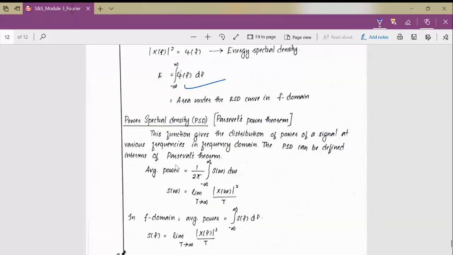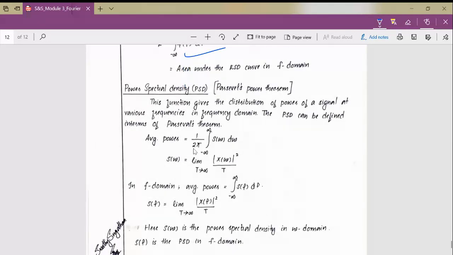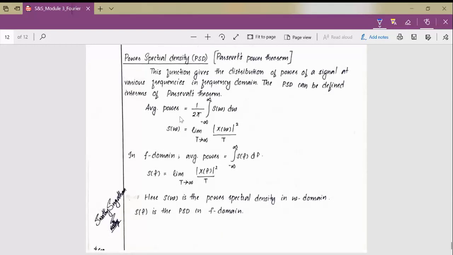Then power spectral density. Power spectral density deals with Parseval's theorem. This function gives the power of a signal at various frequencies in the frequency domain, and the power spectral density can be defined in terms of Parseval's theorem. So as per Parseval's theorem, the average power is equal to 1 by 2 pi integral minus infinity to infinity S of omega d omega.